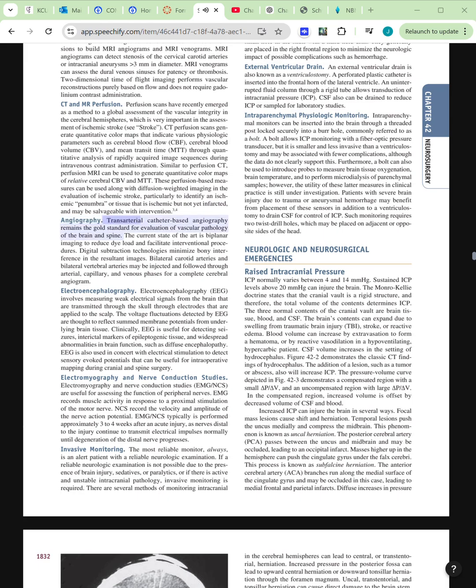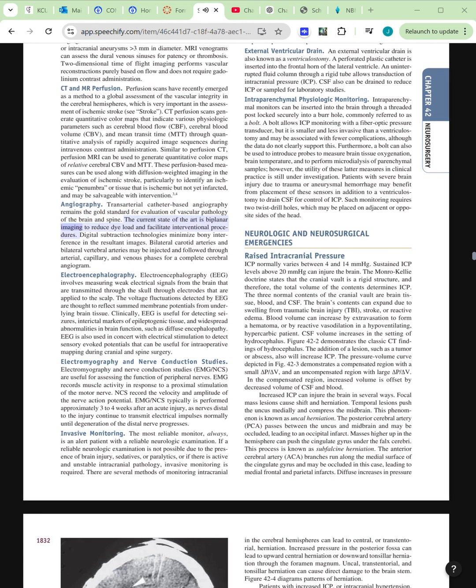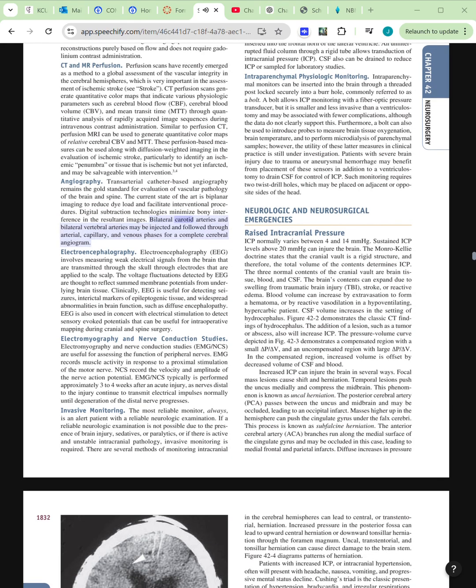Angiography. Transarterial catheter-based angiography remains the gold standard for evaluation of vascular pathology of the brain and spine. The current state of the art is biplanar imaging to reduce dye load and facilitate interventional procedures. Digital subtraction technologies minimize bony interference in the resultant images. Bilateral carotid arteries and bilateral vertebral arteries may be injected and followed through arterial, capillary, and venous phases for a complete cerebral angiogram.